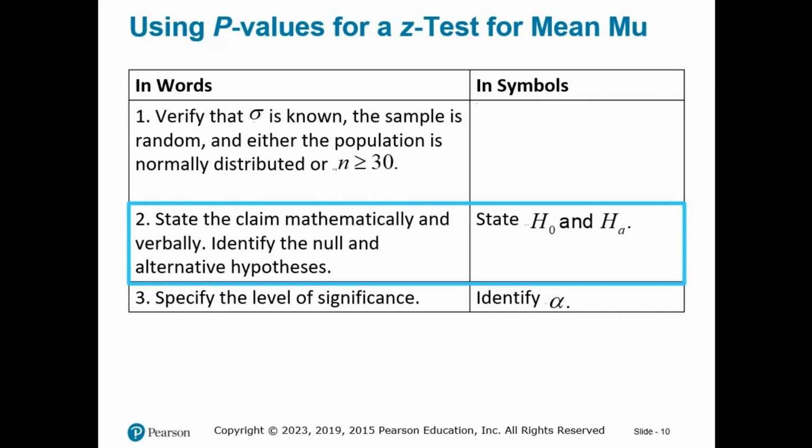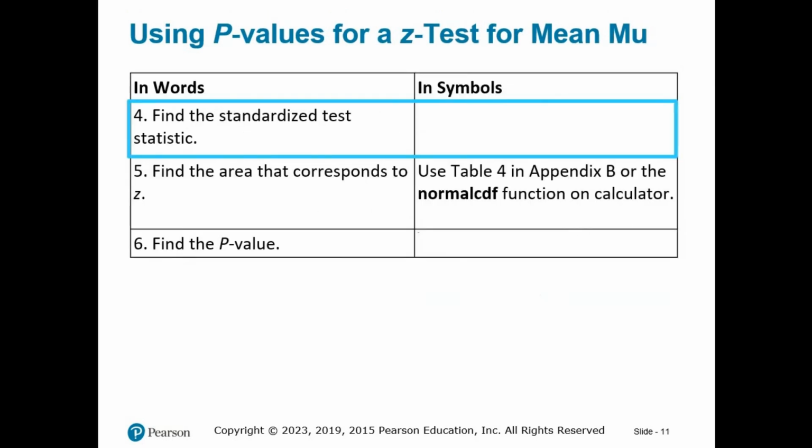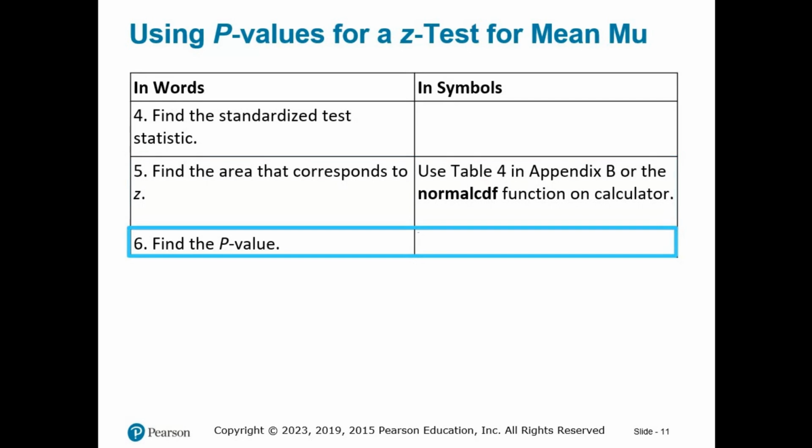You'll use the skills that you mastered in the last section to do those. Next, I want to state my level of significance, or alpha, in decimal form. Now enough information should be given in the problem for us to standardize the test statistic. Then, from H sub A, the alternative hypothesis, we should be able to graph the test. During this process, we'll be using normal CDF on the calculator or the table to find the area that corresponds to Z. During this process, we will identify the p-value.